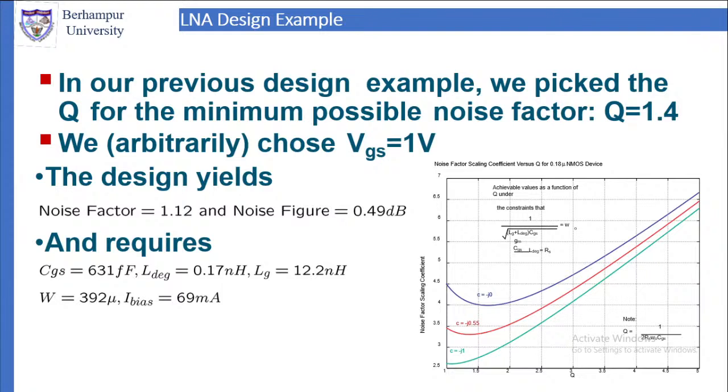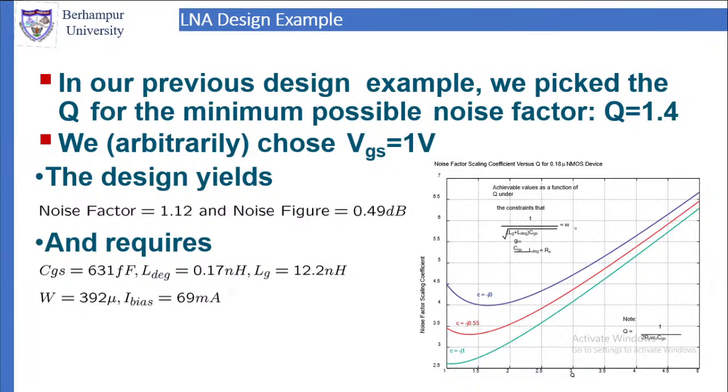So let me start with the example. If you look at this graph or the plot, you will remember what we were discussing the last time. The similar plot, we have Q, quality factor, on the y-axis, and noise factor on the x-axis, and we see that for different values of quality factor, the noise dip occurs.